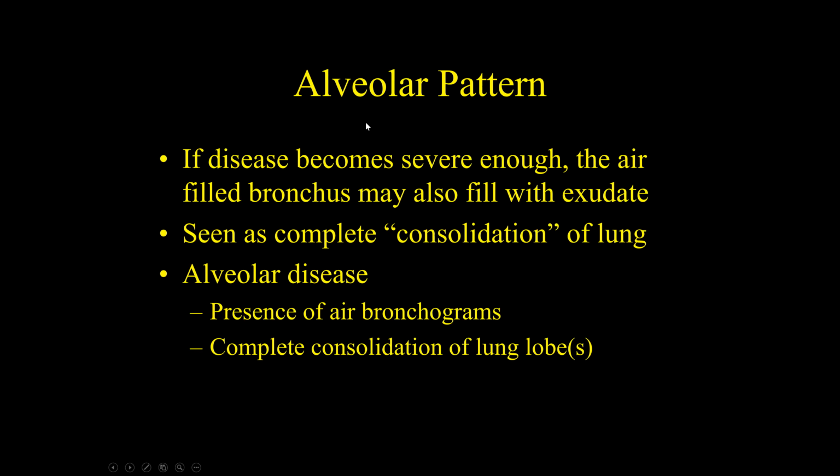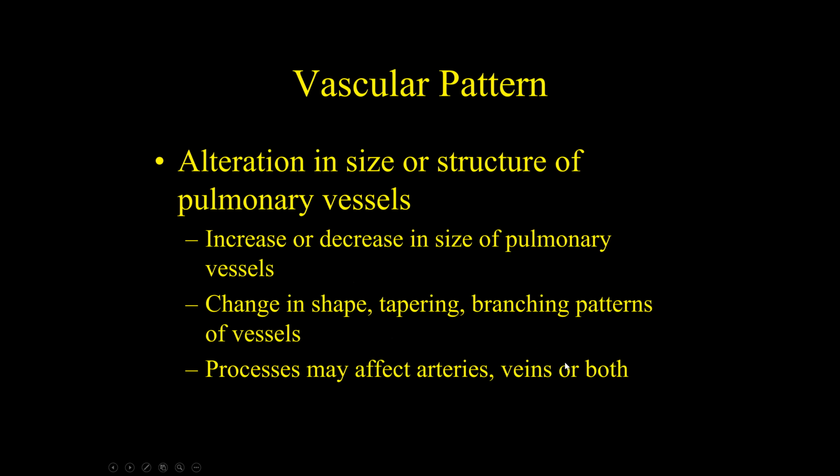Again, alveolar patterns, we said an air bronchogram is an alveolar pattern. If the disease becomes so severe, though, and is not treated properly, then the next airspace that will fill up with blood or pus is going to be the bronchus. And then you get a complete consolidation of lung. So what is an alveolar pattern? It's the presence of air bronchograms or complete consolidation of lung.